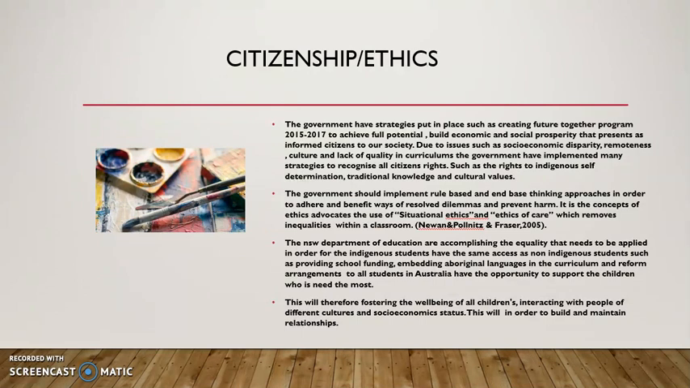Citizenship and ethics. The government have strategies put in place such as creating the Future Together program to achieve full potentials, build economic and social prosperity that are present informed citizens to our society. Due to issues such as socio-economic disparity, remoteness in culture, and lack of quality in curriculums, the government have implemented strategies to recognise all citizens' rights.